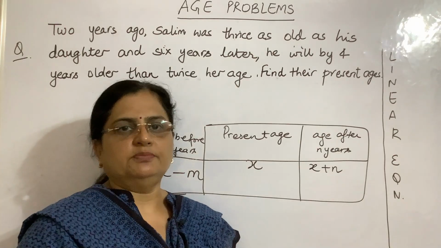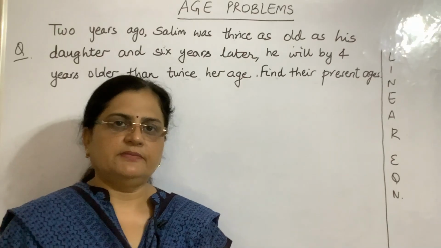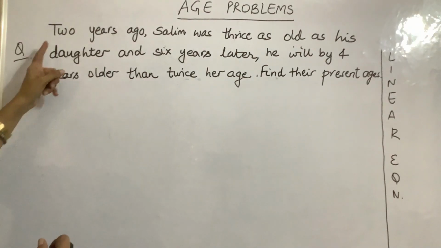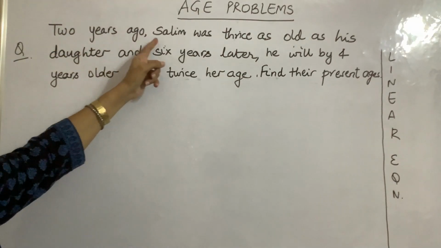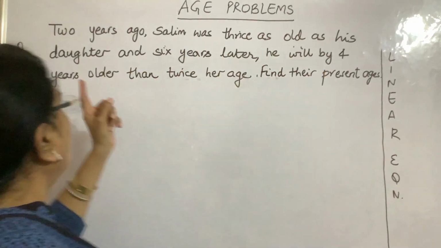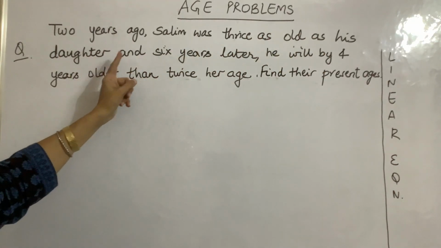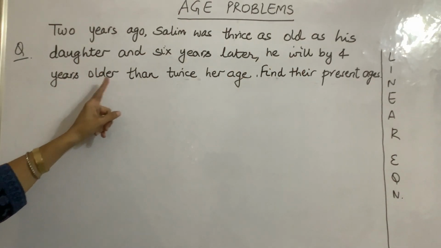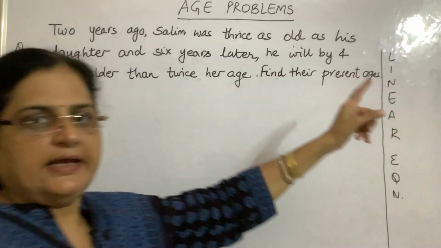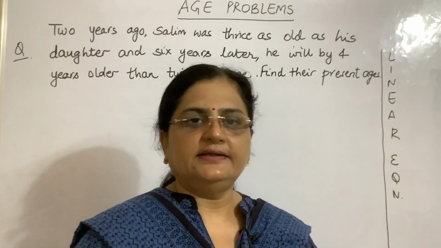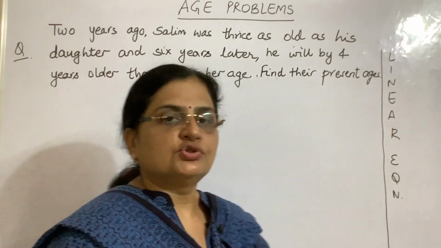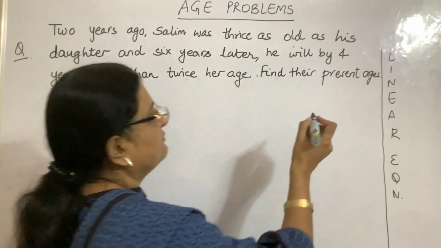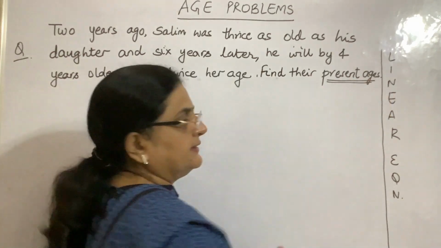Now let us come to the problem. Okay, so let us solve this problem then. The problem says: 2 years ago, Salim was thrice as old as his daughter, and 6 years later, he will be 4 years older than twice her age. You have to find their present ages.